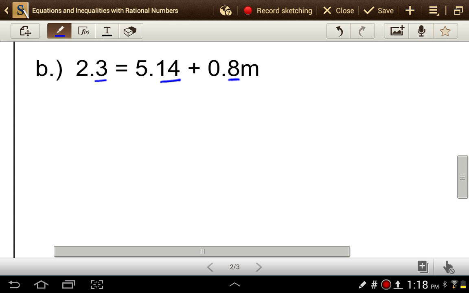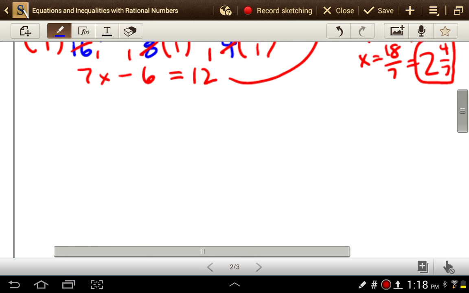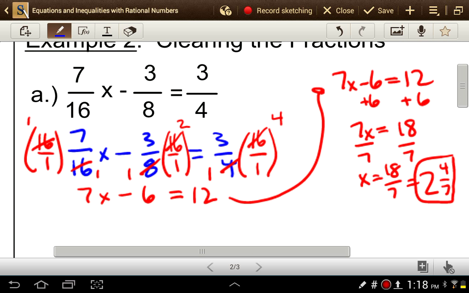So in this example, I'm going to multiply each number. Okay, and here's the deal I did not emphasize on the last one. You have to multiply each term by the same thing. So I'm going to scan up to my last problem real quick. Here I multiplied each term, 7/16 x, 3/8, and 3/4. Every term has to be multiplied by whatever number you're multiplying by.